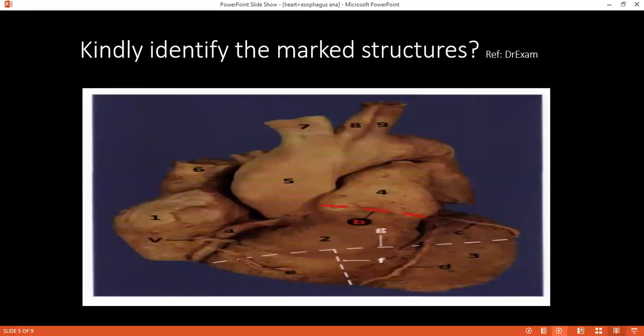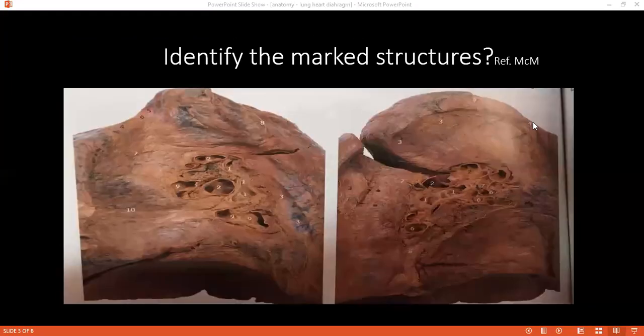This is also a cross section. If you can identify what you are looking at, which structure is this? Cadaveric picture of the medial aspect of the lung, right and left. If you can identify the structures, what is this 3, impression of what? Impression of the azygos vein. Yes, it's the groove for the azygos vein. Very good.